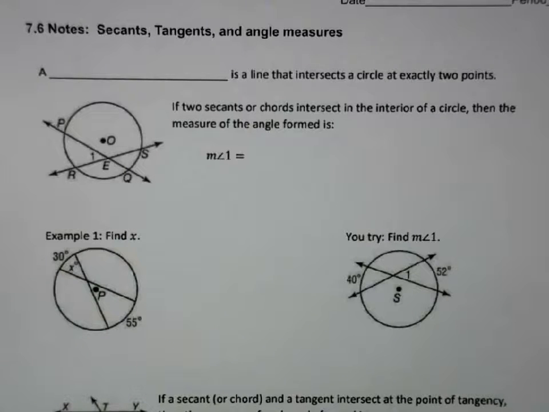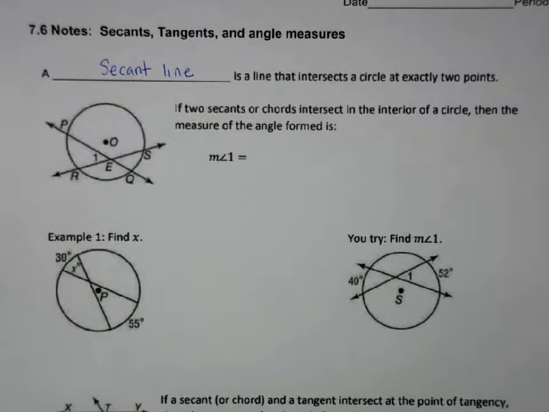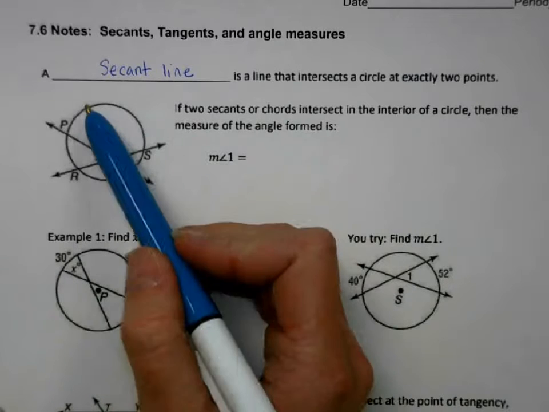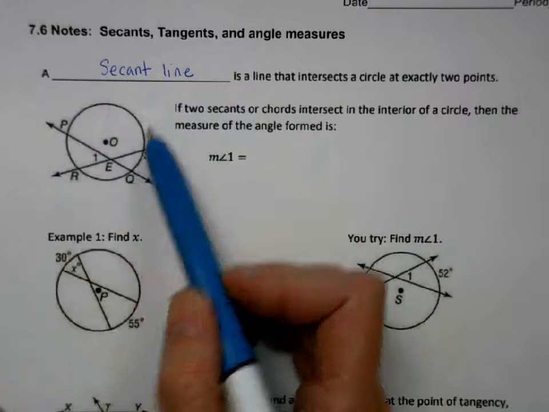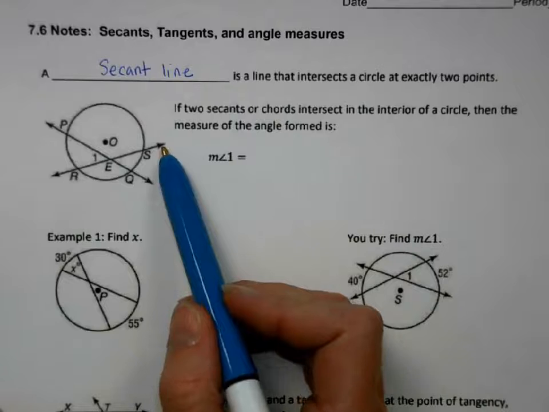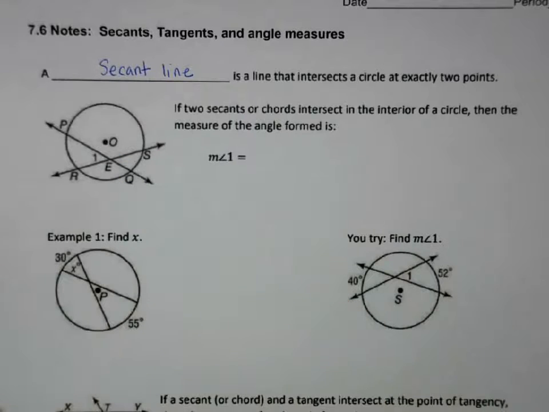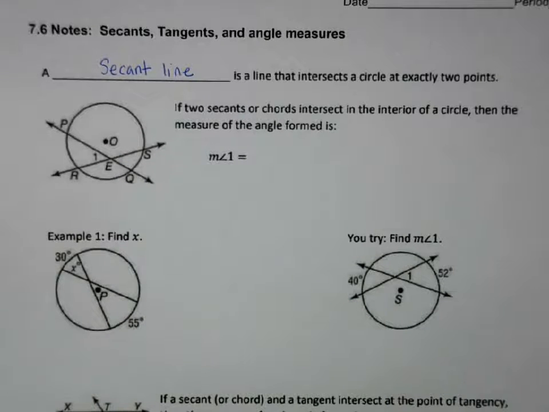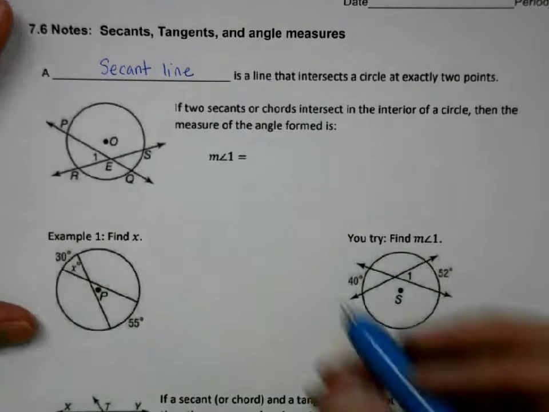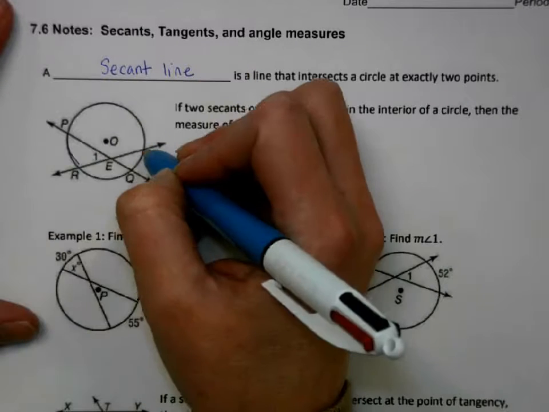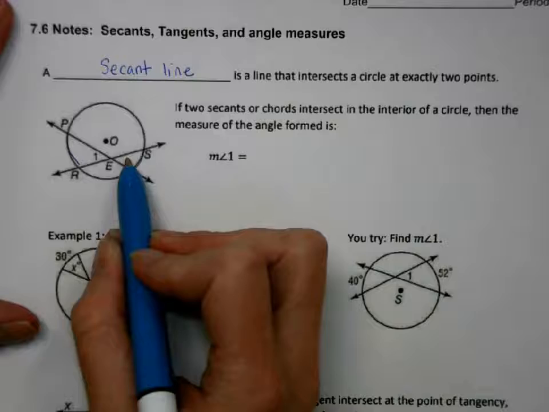In this lesson, we're going to be talking about secant lines, tangent lines, and how that relates to different angle measures. A secant line is a line that intersects a circle at 2 points. So a tangent line touches it at 1 point and just grazes it. A secant line goes right through the circle. It may go through the center, it may not. If it doesn't go through the center, we still have a relationship between these arcs and the angles formed.